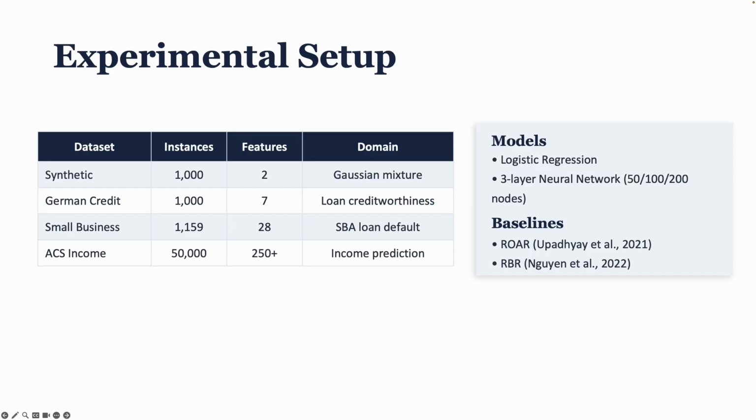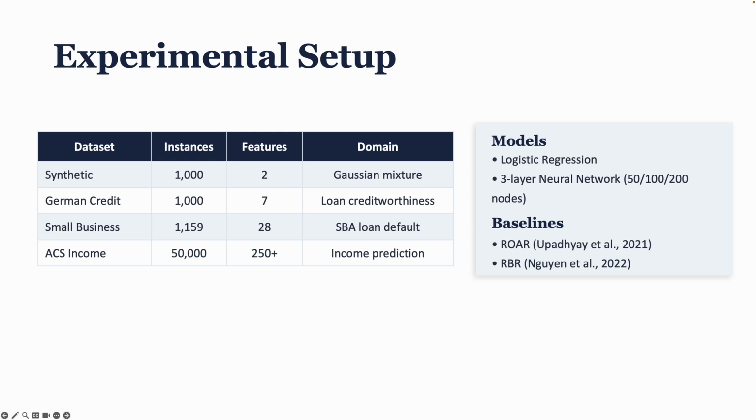For our experiments, we used 4 datasets. The synthetic data has 1,000 points in 2 dimensions from a Gaussian mixture. The German credit dataset has 1,000 loan applicants with 7 features. The small business dataset has about 1,100 small business application loans with 28 features. And for scalability, the ACS income dataset has 50,000 instances with over 250 features.